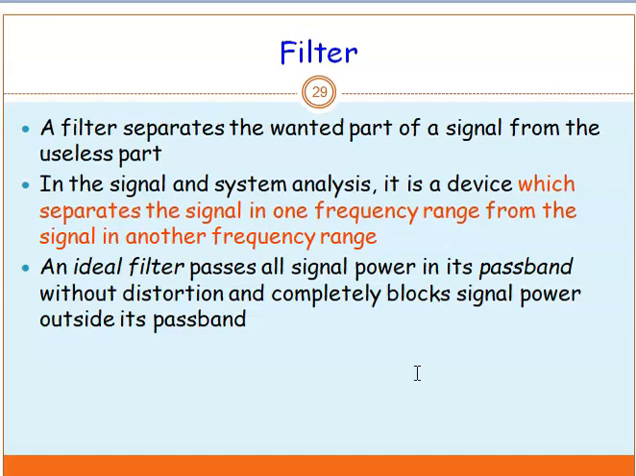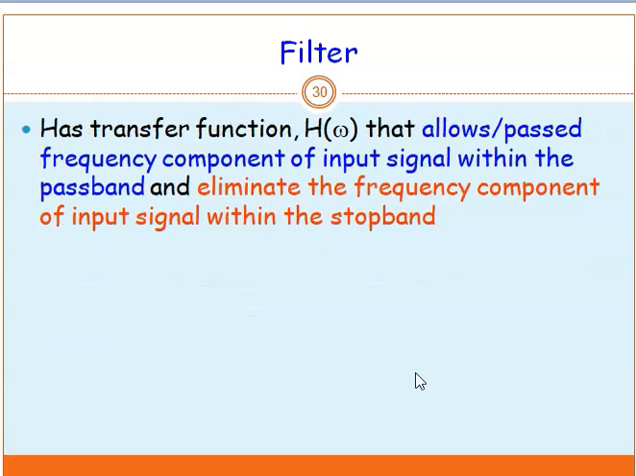An ideal filter will pass all the signal power in its passband, so the signals that you want will be in the passband without any distortion, and it completely blocks the signal power outside its passband. A filter has a transfer function, denoted by H(ω), that lets through the frequency components of the input signal within the passband. It also eliminates the frequency components of the input signal within the stopband.